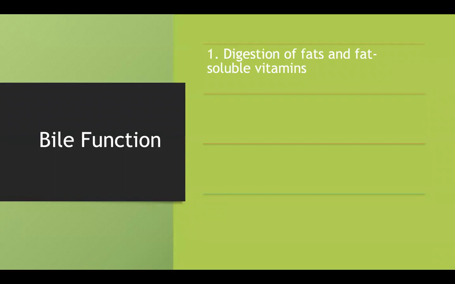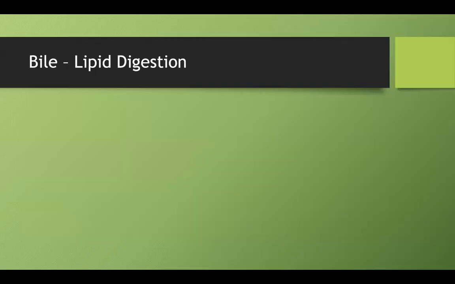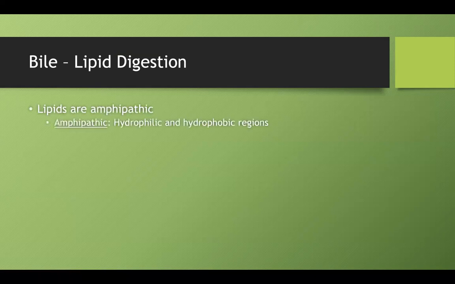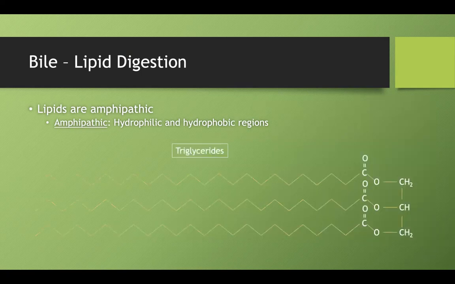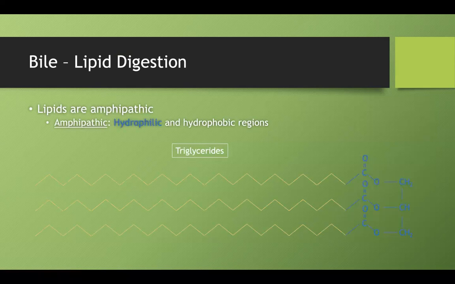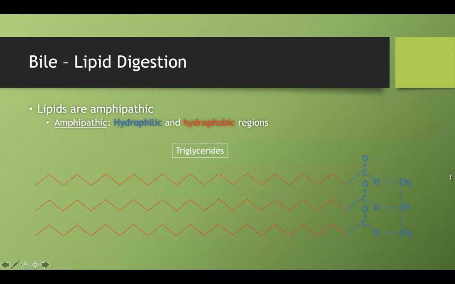The first function I want you to recognize is that it helps to emulsify fats, so it helps digest fats and fat-soluble vitamins. We talked about this in the small intestine lecture, but I'll review it now. Just remember that lipids are amphipathic, and what that means is that they have a hydrophilic region, which likes water, and a hydrophobic region, which does not like water. So if this is a triglyceride here, a breakdown product of fat, you can see that on the end here, we have a hydrophilic end, and here we have a hydrophobic end.